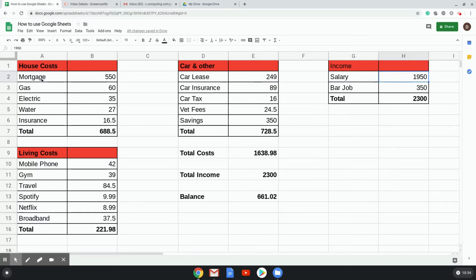spreadsheet here, you can see we've got some housing costs, some living costs, and some other costs as well. And we've also got your income on a monthly basis. And then we've got your total costs there, your total income, and then we've got your balance. That's your monthly balance. You're left with 661.02.